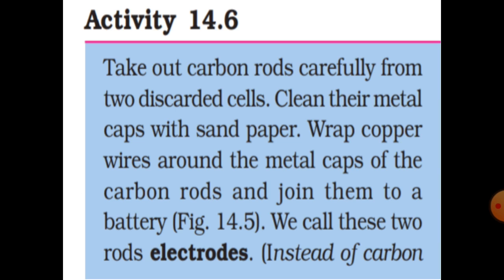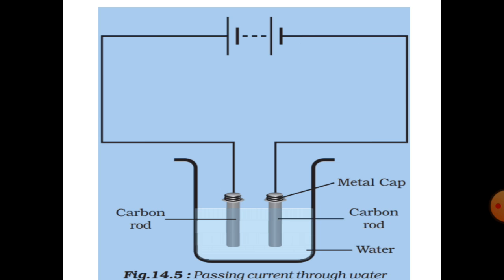Take out carbon rods carefully from 2 discarded cells. ठीक है, उसमें से निकालनी है. Clean their metal caps with sandpaper. Wrap copper wires around the metal caps of the carbon rods and join them to the battery. We call these two rods electrodes. इसे हम क्या कहते हैं? इलेक्ट्रोड्स.